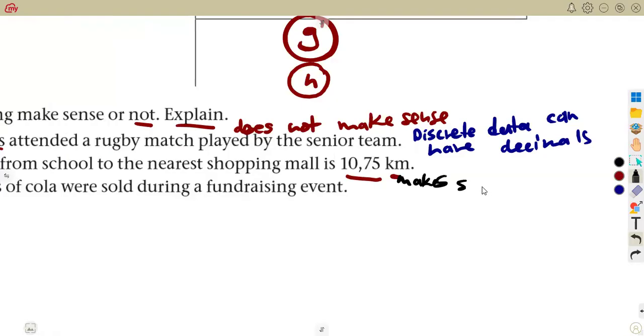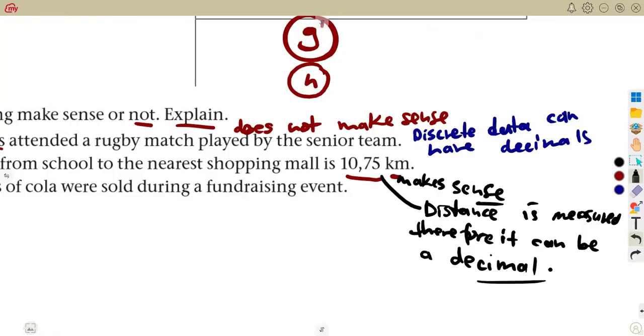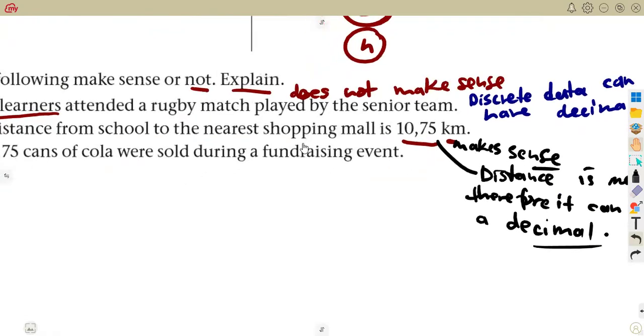Okay, so it does make sense. Okay, so in this case, we talked of what? Distance can be measured. Distance is measured. Therefore, it can be a decimal. It can be a decimal. If something is measured, decimals are accommodated, like I said before.